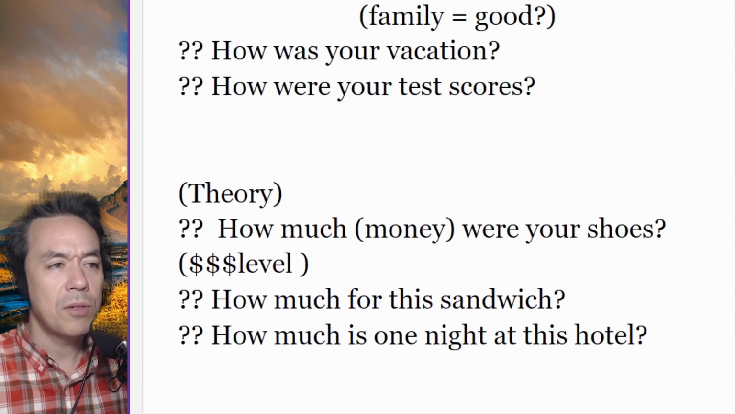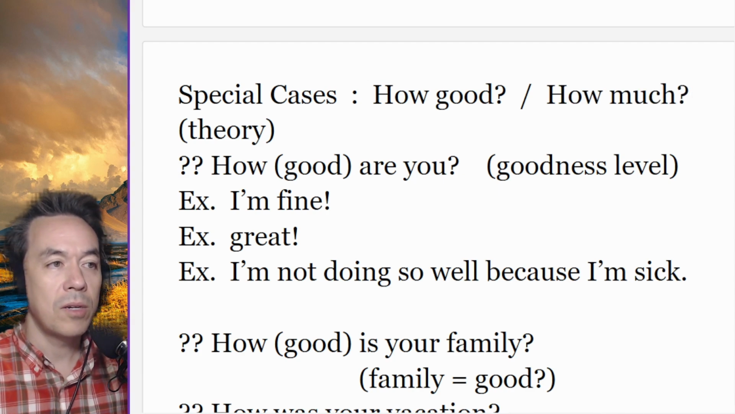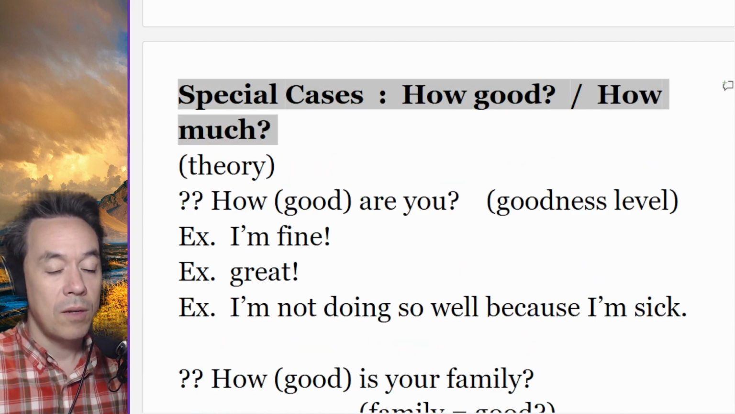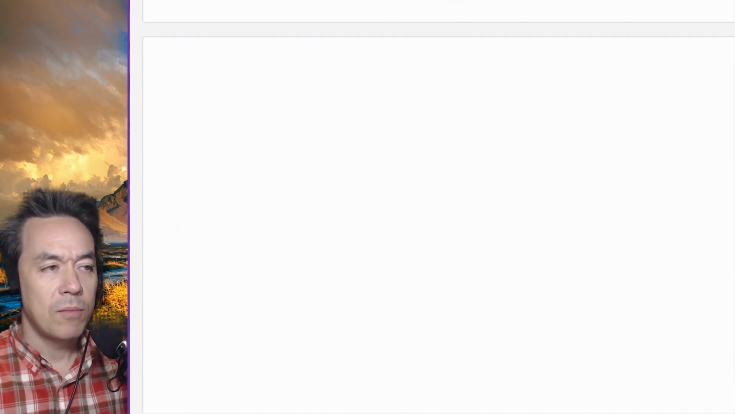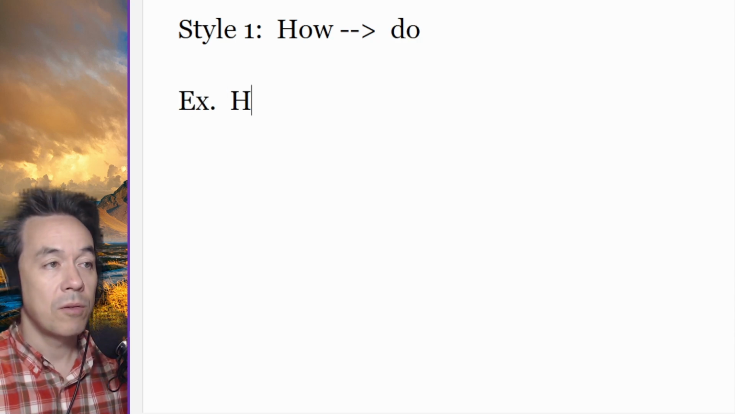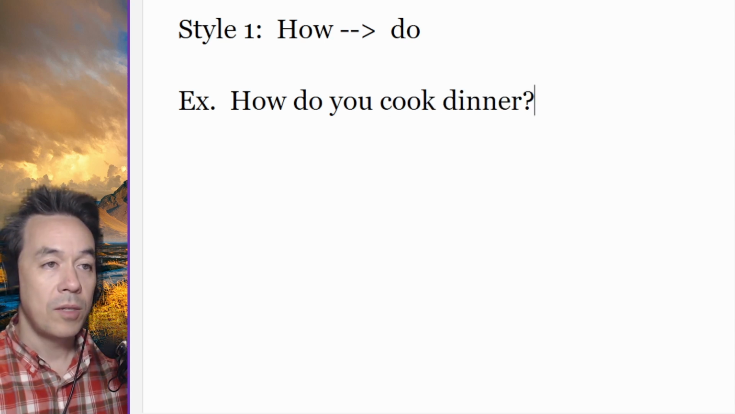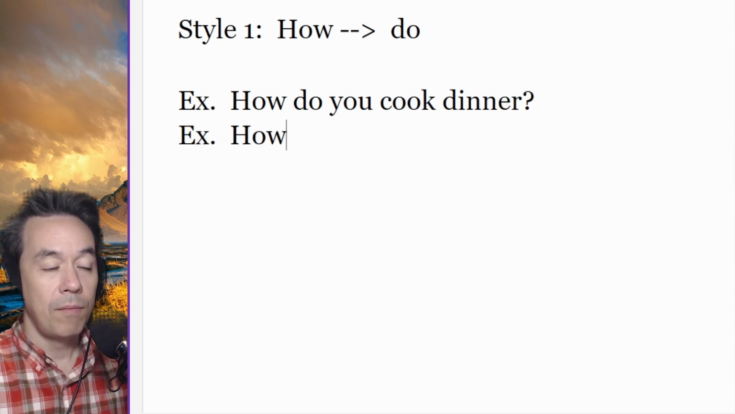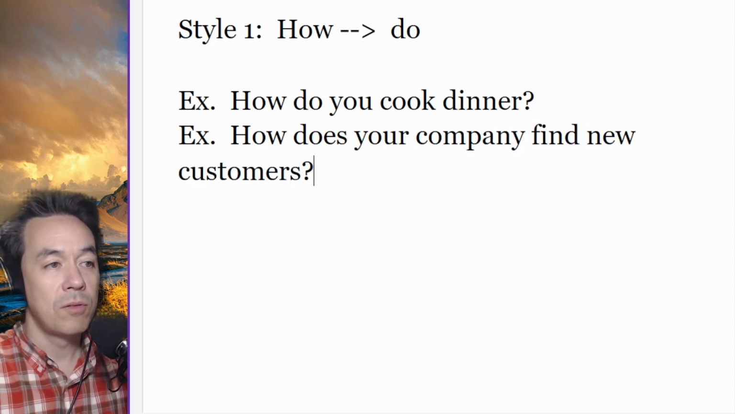Okay. So again, that's basically it. Two special cases. How good and then how much. Those are the two kind of unusual ones. Okay, so let's see if I can wrap it up. We'll say style one is just how, and then we go straight to the do. Okay, so how do you cook dinner? Or how does your company find new customers?